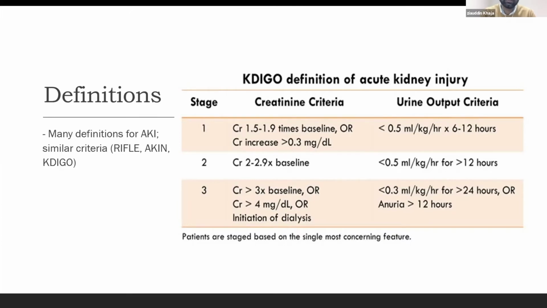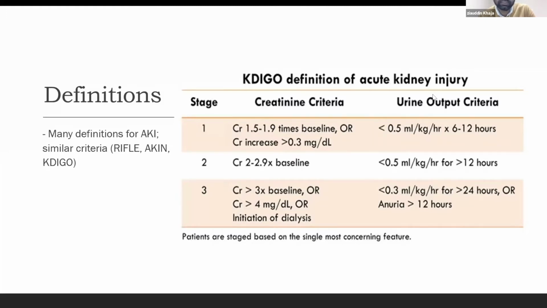As you can see, there are 3 stages of AKI. The first one would be if the creatinine is 1.5 to 1.9 times the baseline of the patient, or if there is an increase of 0.3 milligrams per deciliter. Or with the urine output, if it's less than 0.5 ml per kg per hour for about 6 to 12 hours. So this would be stage 1.